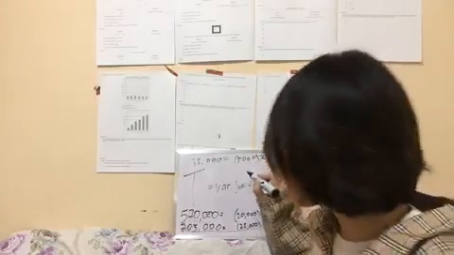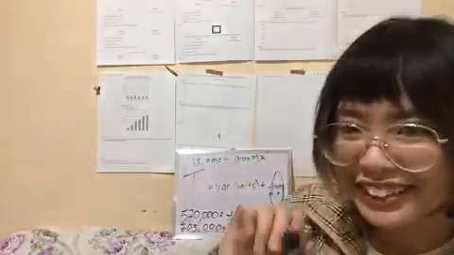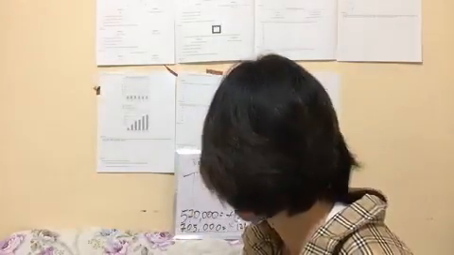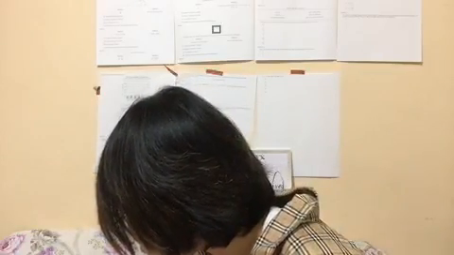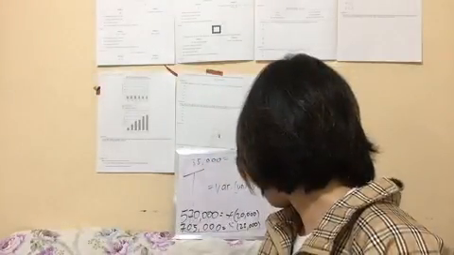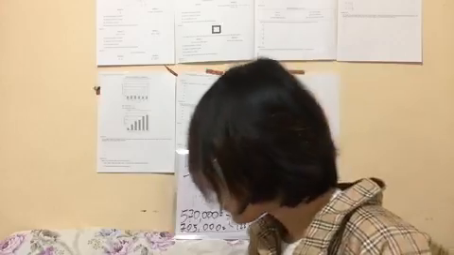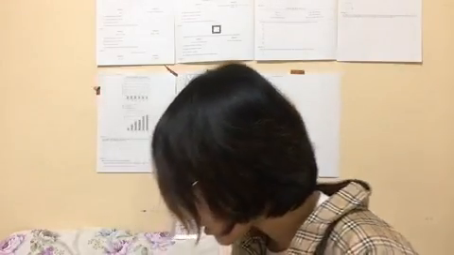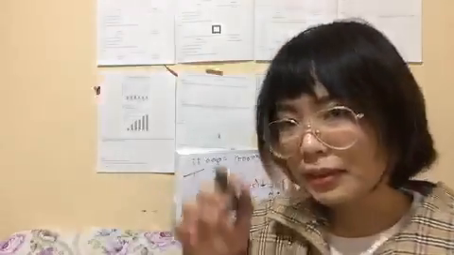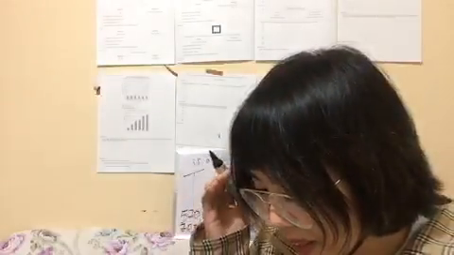I'm just talking to myself now. Sorry, I forgot about you guys. So here we go. 135,000 divided by 5,000. Wait, let me go ahead. Change it: 135 divided by 5. Let me see. 27.